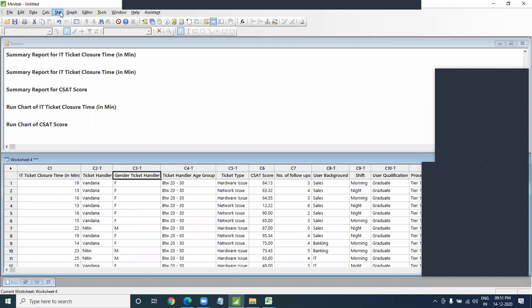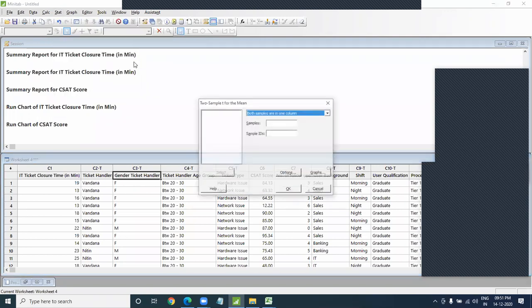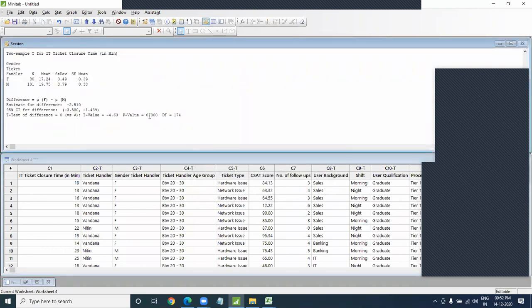Let's find it out. Stat, basic statistics, and here we go down to 2 sample T. We'll click on 2 sample T. Here, in samples, we'll put our Y, and sample IDs will contain the X. So Y is my ticket closure time. I put my ticket closure time here, and in sample IDs I put my X, which is gender of the ticket handler. It's 2 groups. That's it. We need to click OK. Job is done. Let's have a look at it.